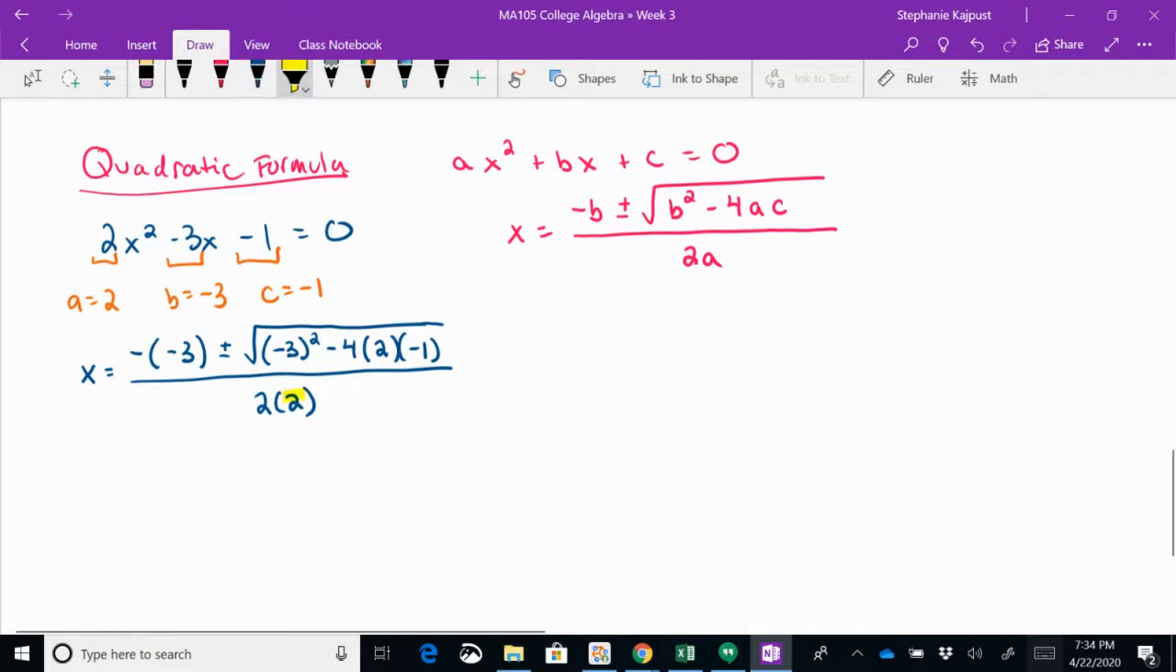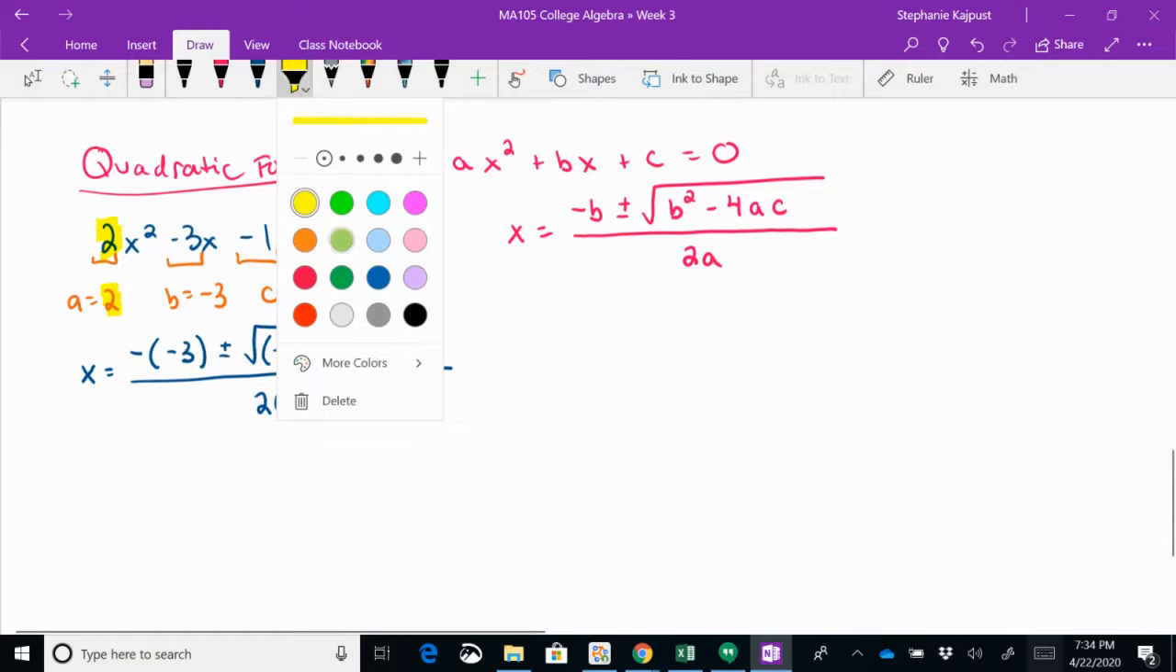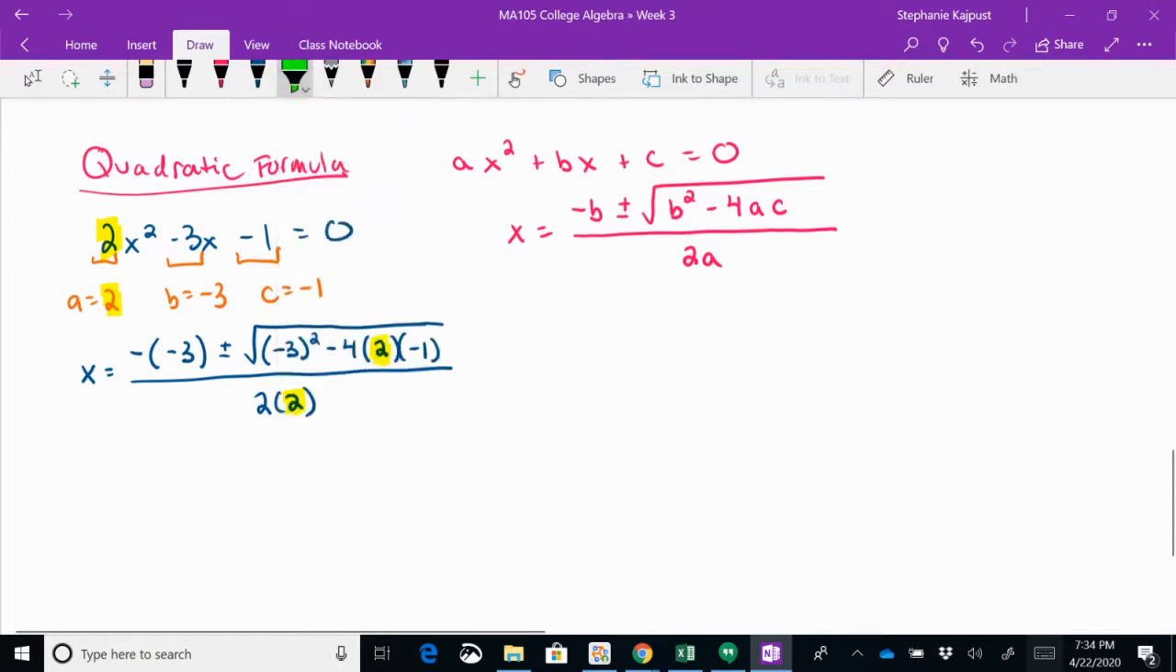So if I try to color code everything that is A, that's in yellow. Let's say B is going to be in green. So everywhere B shows up in the formula, that's green. And then C only shows up in the formula in one spot, and that's in blue. So you can color code if you need to, to help you keep track of where all the numbers are going.